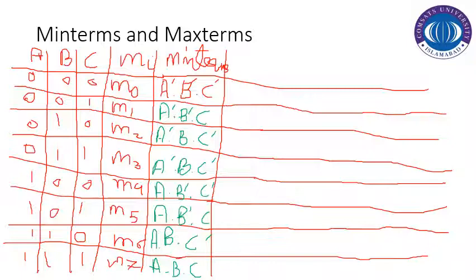Now coming to the max terms. Max terms are represented with capital M subscript i, and those are the terms basically that contribute 0 to the output when we are representing in terms of sum of min terms or product of max terms, which we will be discussing shortly.